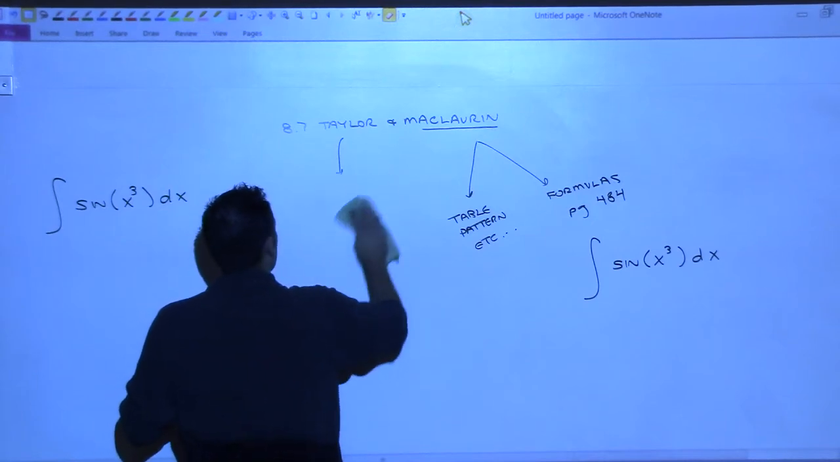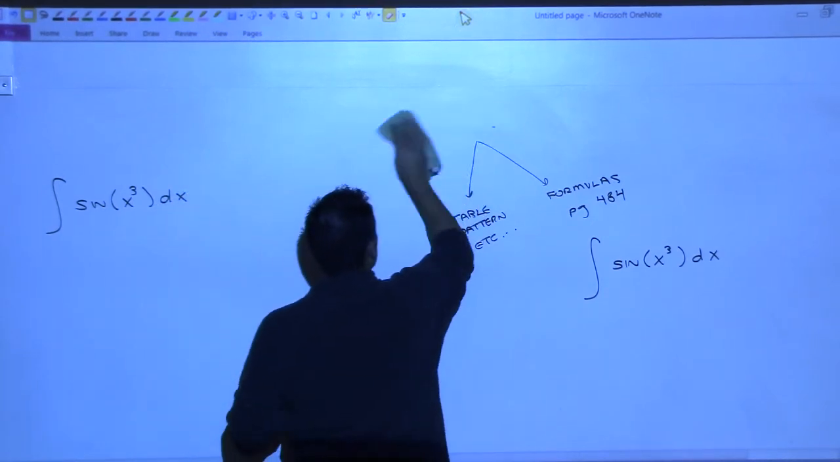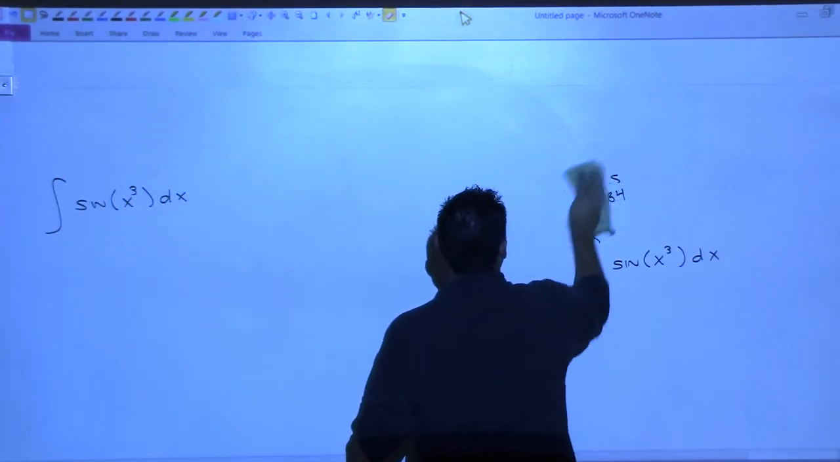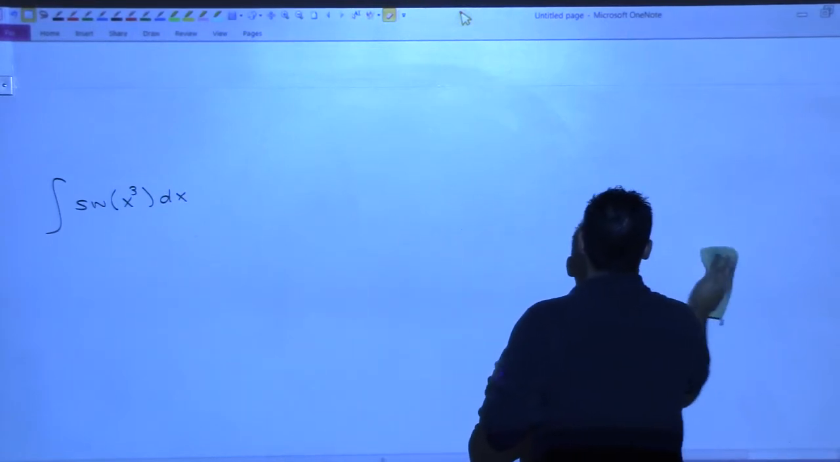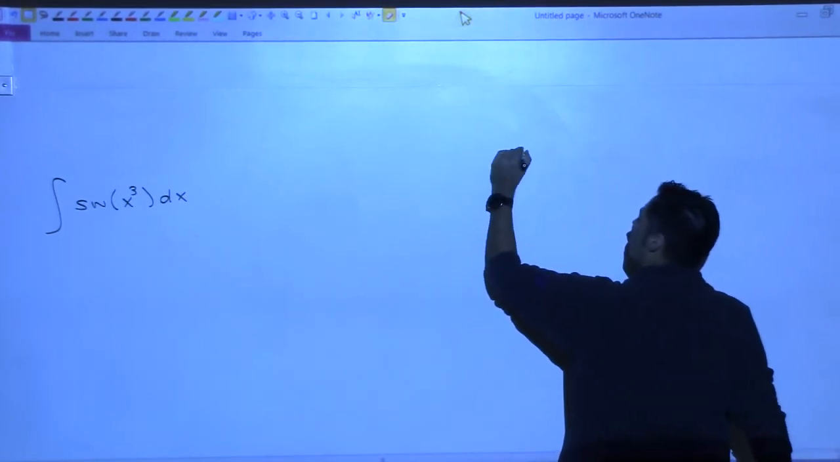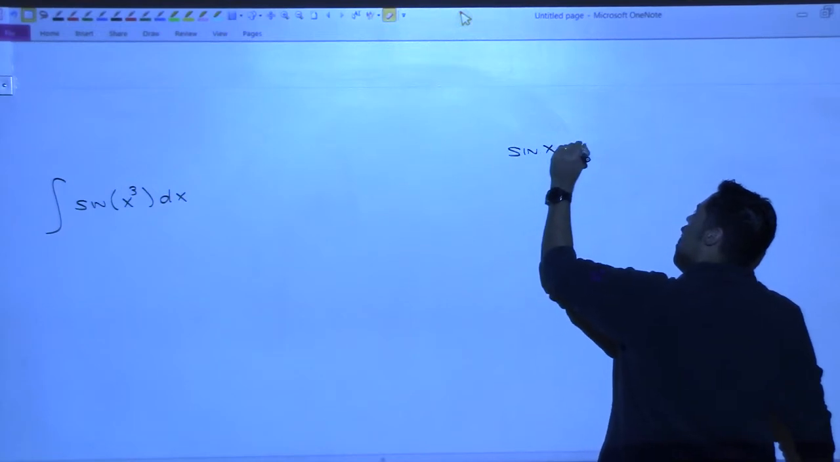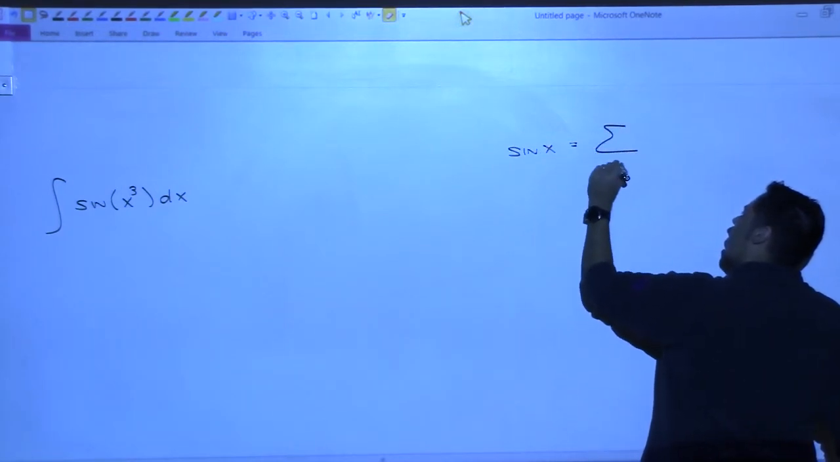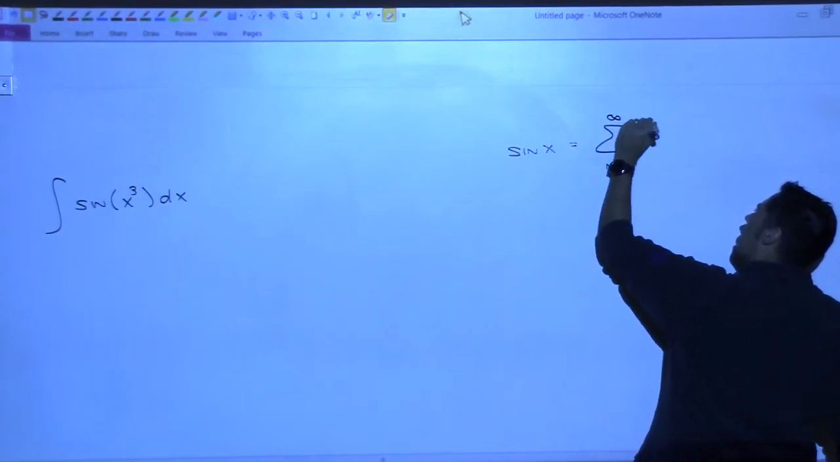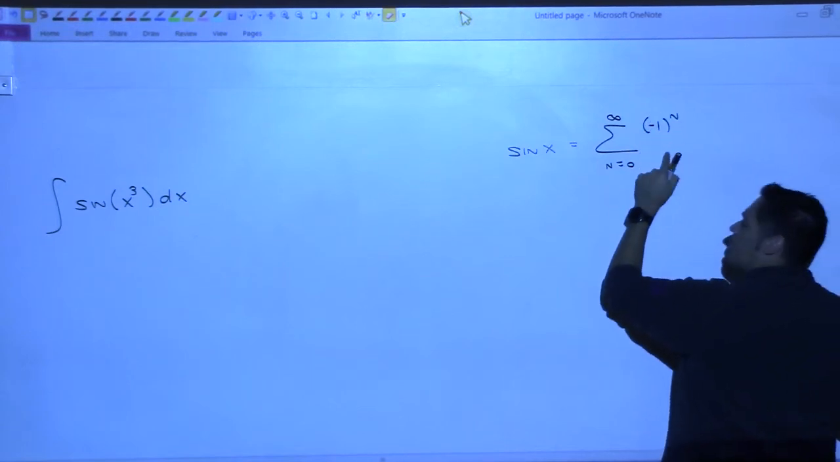To do this problem, we are going to now rewrite sine of x cubed using the Maclaurin series. So for sine of x, we found out last class that sine of x was equal to the sum from n equals 0 to infinity of negative 1 to the n. I had messed that up, remember?